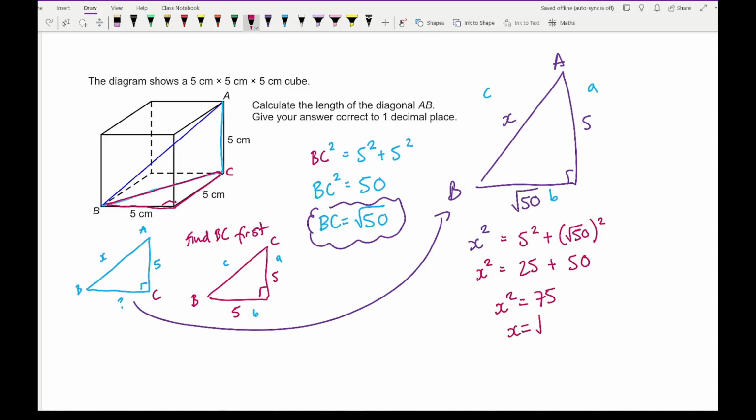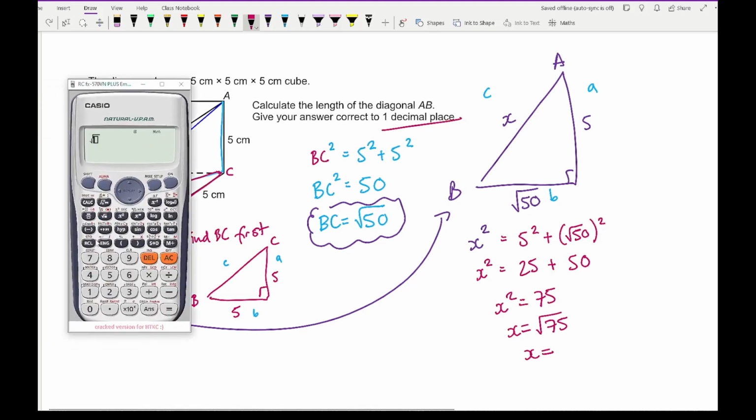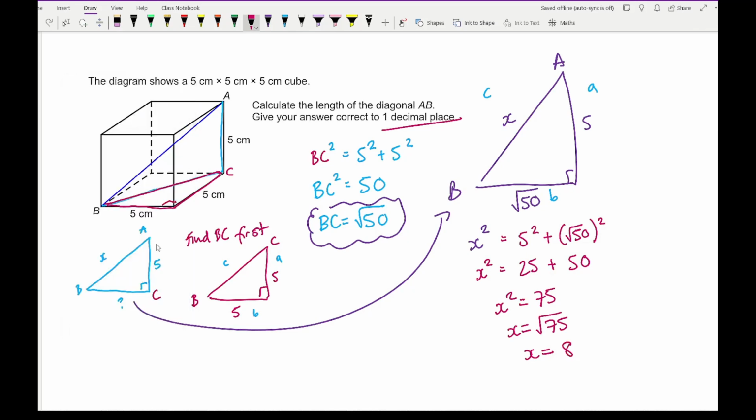So X equals the square root of 75, and I type that into my calculator because the question wants me to write it to one decimal place. So let me just get my calculator out. Here we've got root 75, press equals, gives me 5 root 3, or it gives me 8.7 centimeters to one decimal place. And there's my final answer.